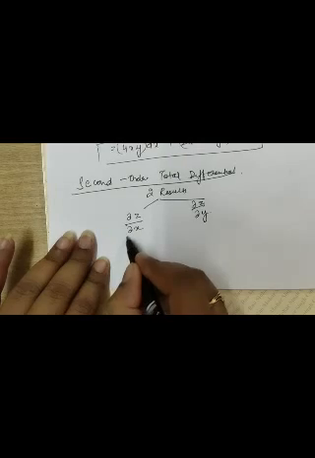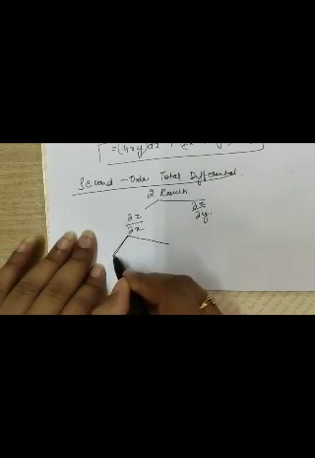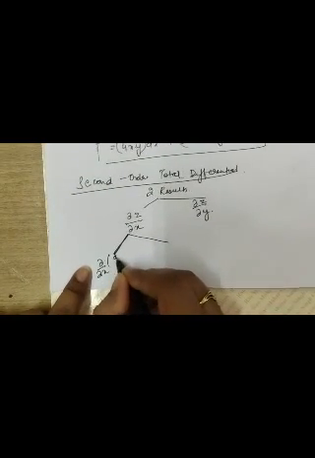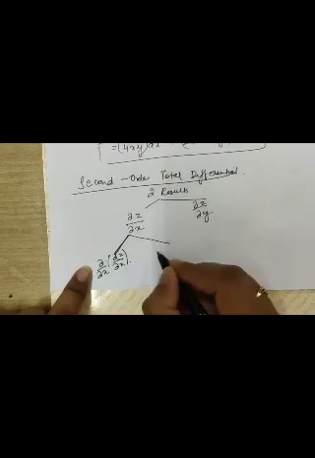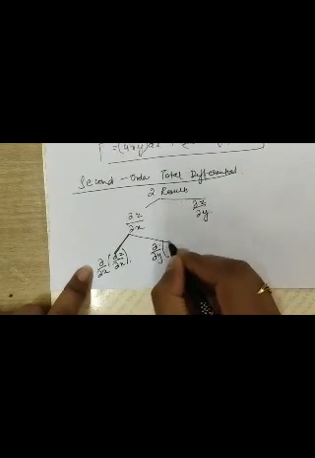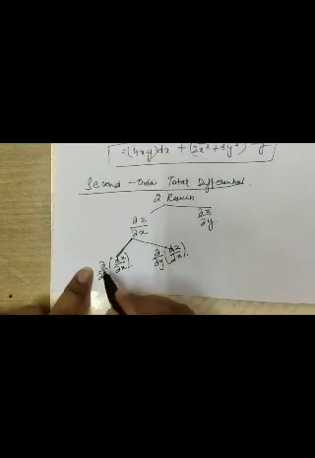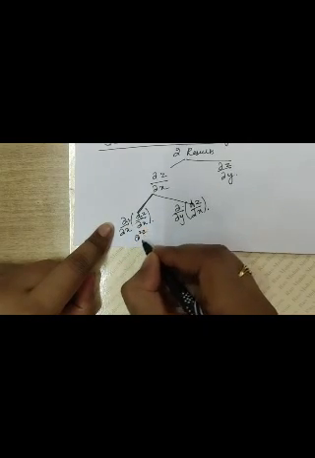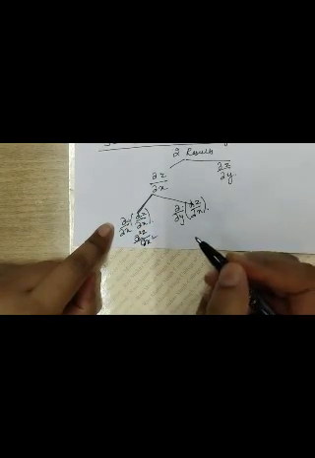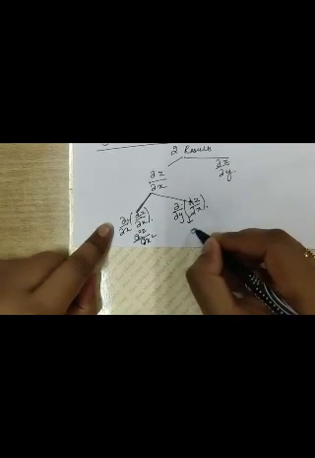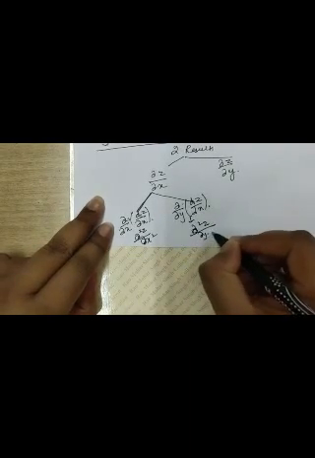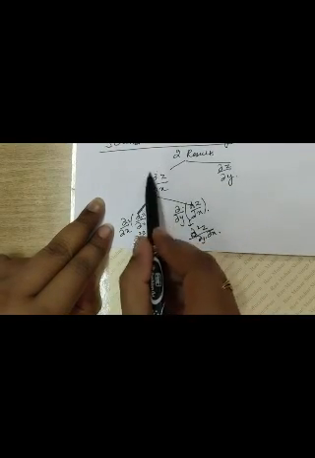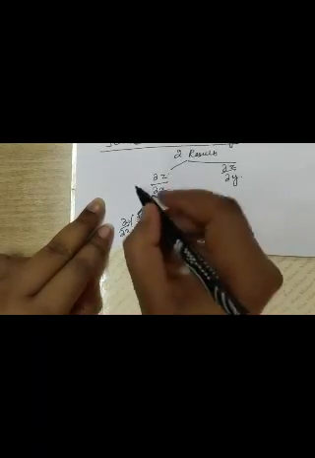Now, again, we differentiate twice. Delta z by delta x will be differentiated once with respect to x, and with respect to y. So we will get delta square z by delta x square, and delta square z by delta y into delta x. We have two outputs from this one.